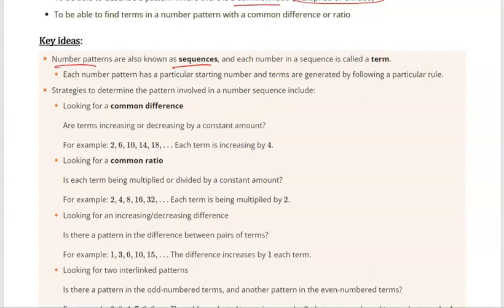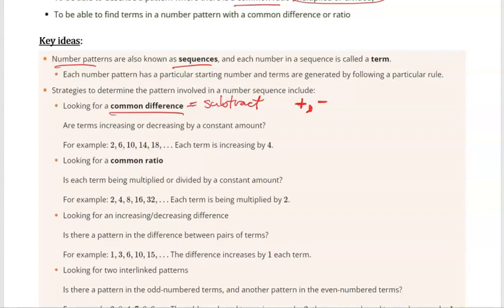Strategies, there's a bunch of different ones, but we only have two main strategies. The first one is looking for a common difference. Difference in the language of mathematics usually means to subtract. So it's not how two things are different. It's what's left when I subtract the smaller number from the larger. But it could actually mean that we are increasing by a certain amount, increasing that difference, or decreasing it.